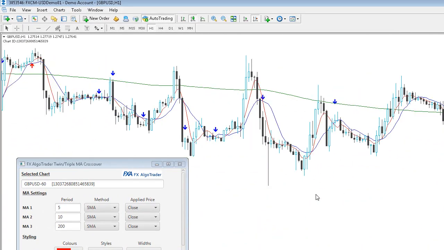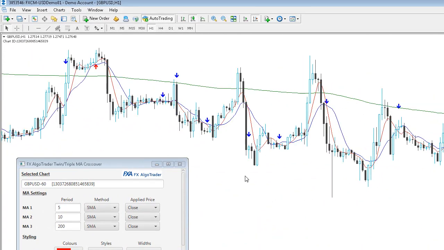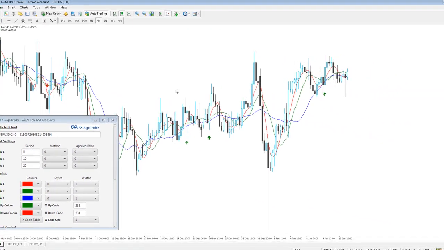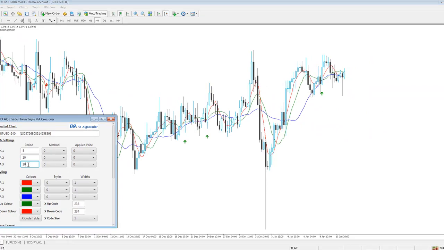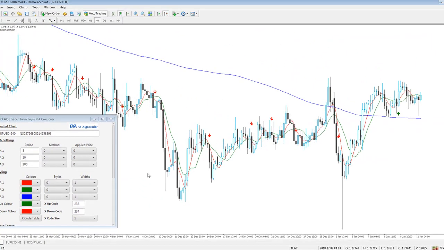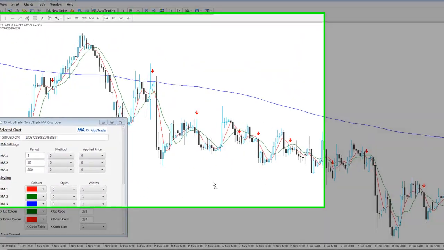And generally the longer the time frame you can run these systems on, the better. So this is a 4-hour time frame. Let me just put in a longer term moving average again on this one, and again quite high quality signals here.